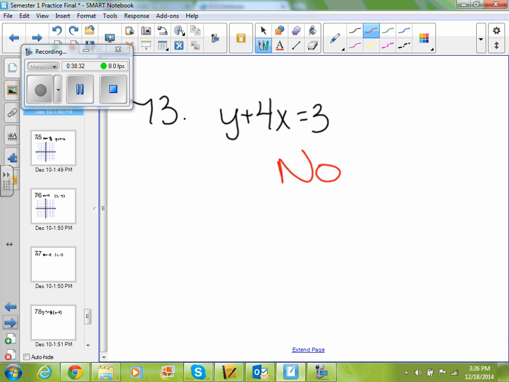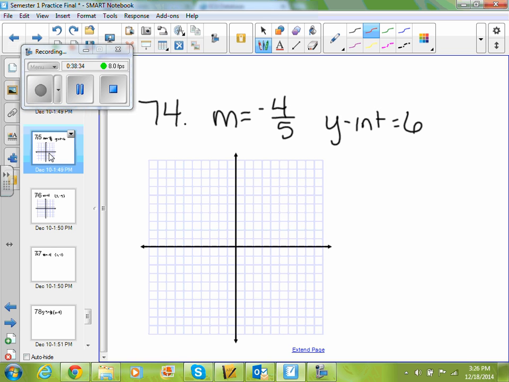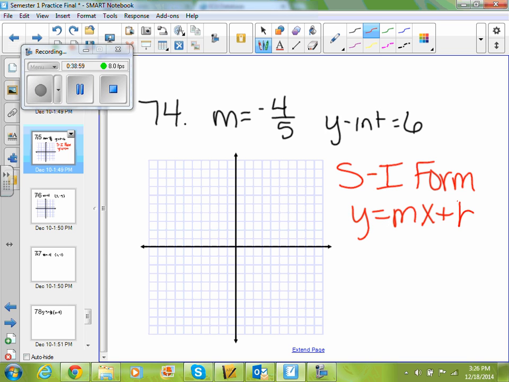Graph one. Okay, so if I look at 74, graph the line with the slope, negative 4 over 5, and y-intercept 6. Write the equation of the line. So I have a slope and I have an intercept, so I'm going to use slope-intercept form. Slope-intercept form is y equals mx plus b. So then m is my slope, and b is my y-intercept.